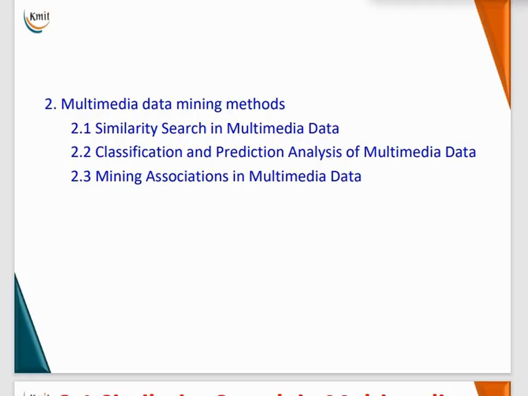Next, we'll discuss the different multimedia data mining methods, that is similarity search, classification and prediction analysis, mining association in multimedia data.